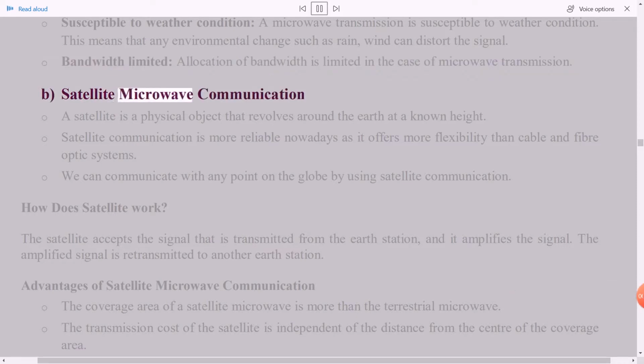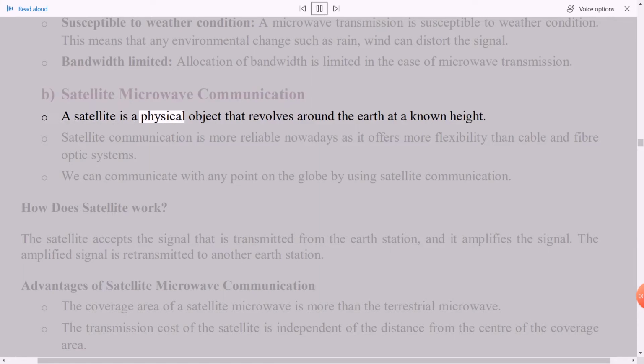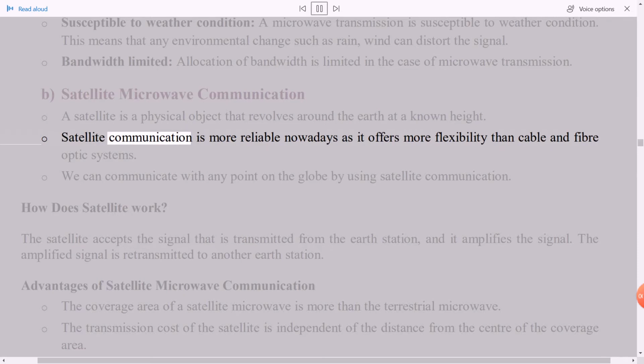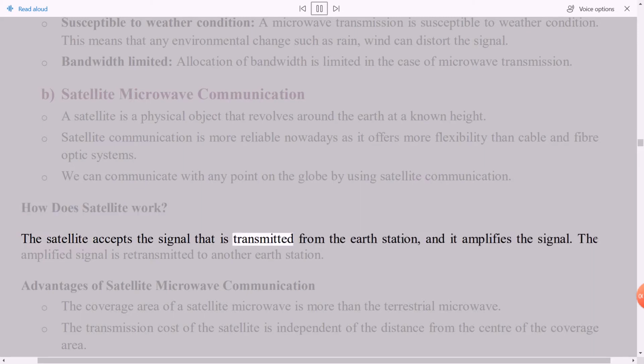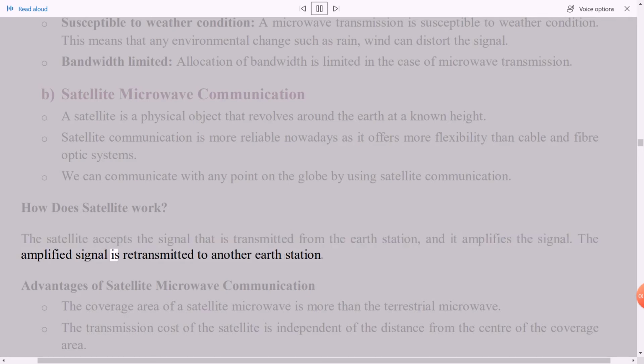B. Satellite microwave communication. A satellite is a physical object that revolves around the Earth at a known height. Satellite communication is more reliable nowadays, as it offers more flexibility than cable and fiber optic systems. We can communicate with any point on the globe by using satellite communication. How does a satellite work? The satellite accepts the signal that is transmitted from the Earth station, and it amplifies the signal. The amplified signal is retransmitted to another Earth station.